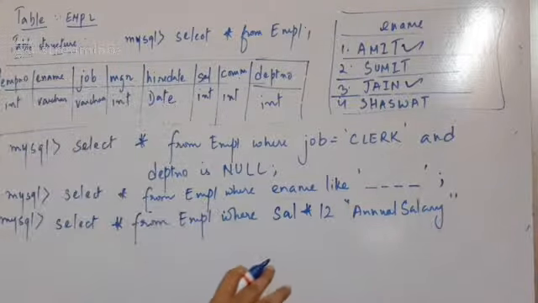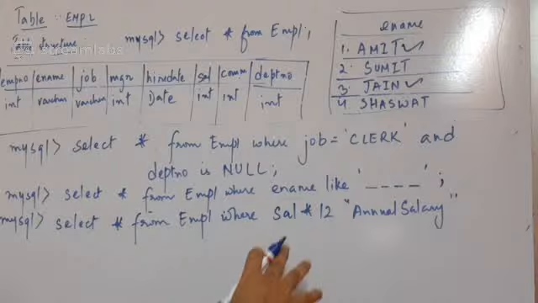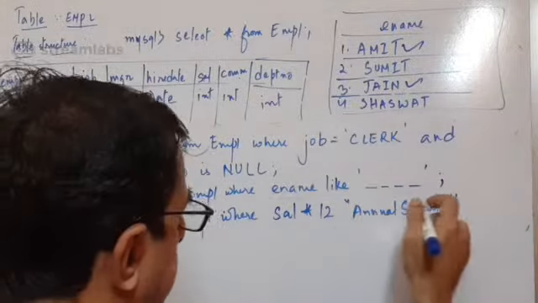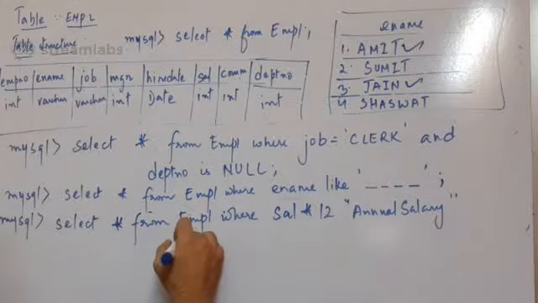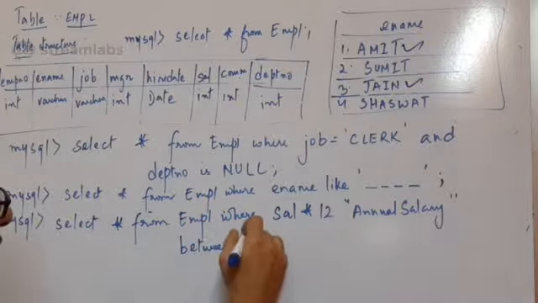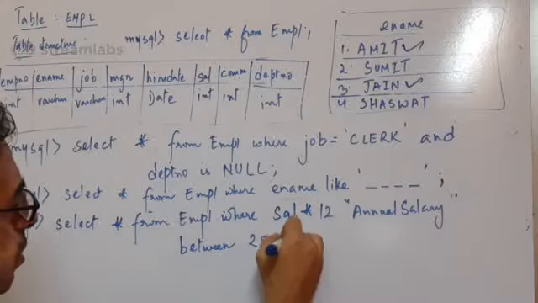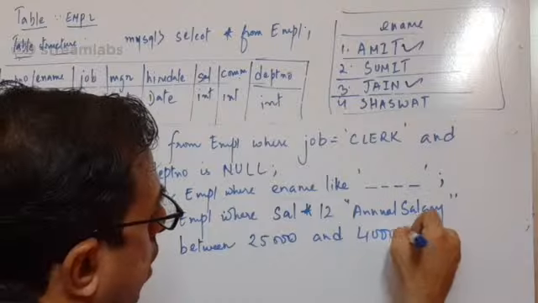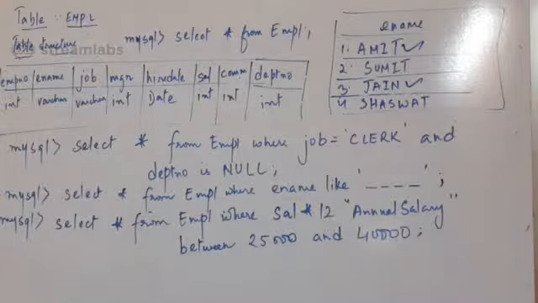Now this will be only a temporary new heading coming for this salary into 12. The calculation will be there, and above the calculation you will find the annual salary heading, where annual salary or sal into 12 is between. You can use a predefined clause called between, and here you'll have to use 25,000 and 40,000. Both the values will be inclusive.